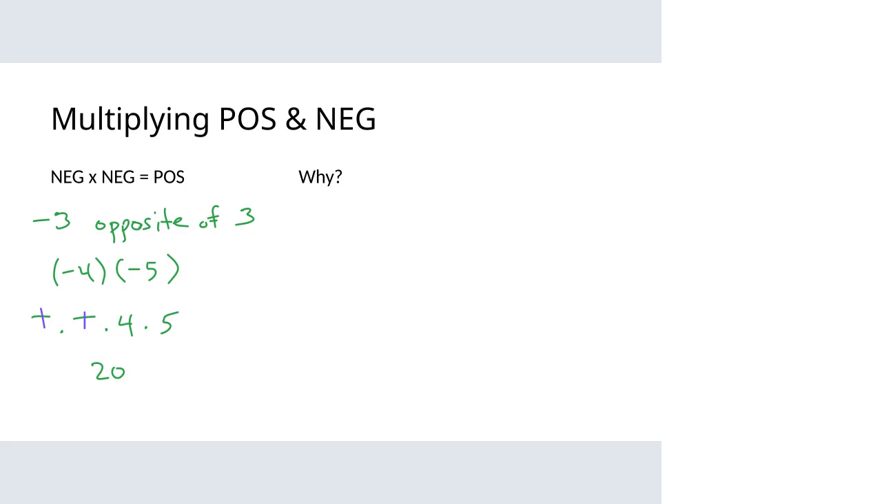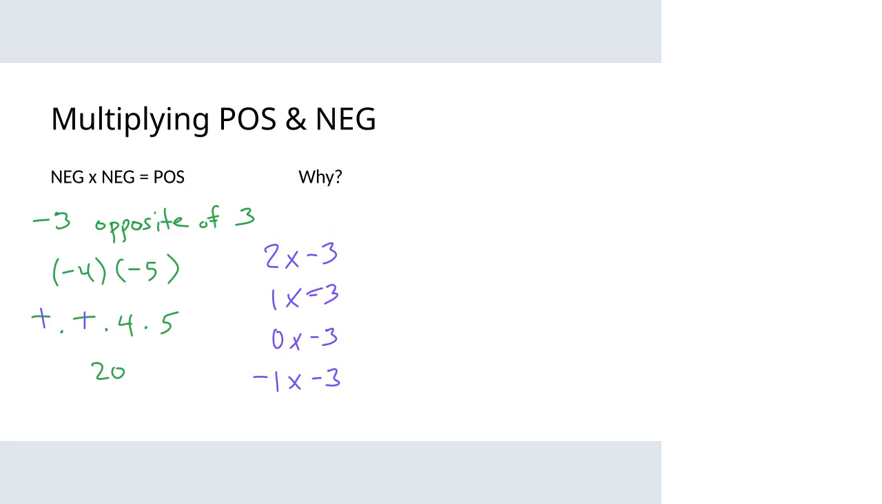Another way to look at negative times negative is a pattern. We looked at a pattern a minute ago. Let's say 2 times negative 3, 1 times negative 3, 0 times negative 3, and then negative 1 times negative 3. So I have 2 of these, 1 of these, none of these, negative 1. Let's see what happens with the pattern.